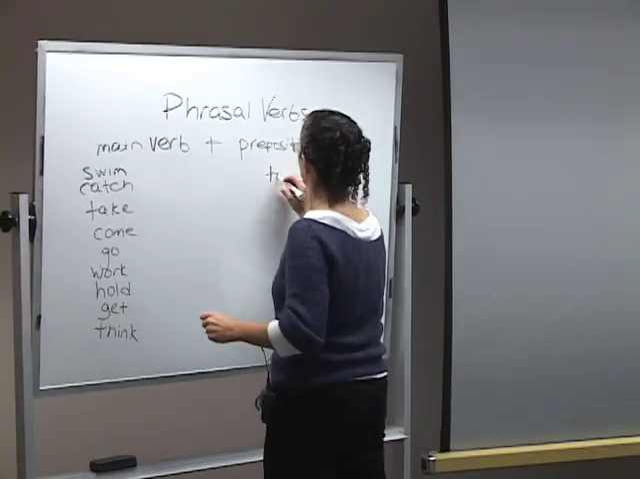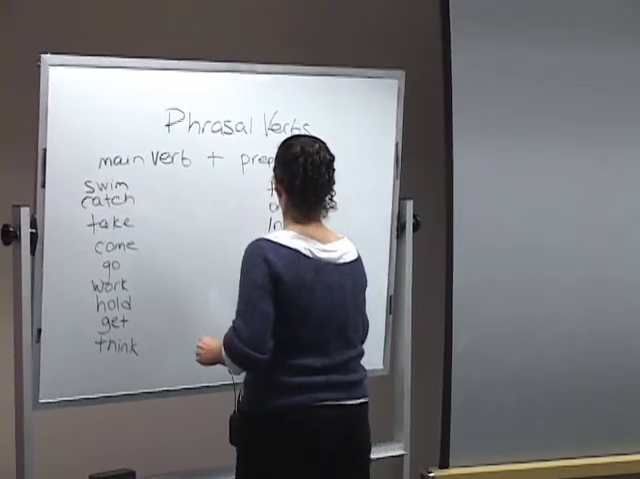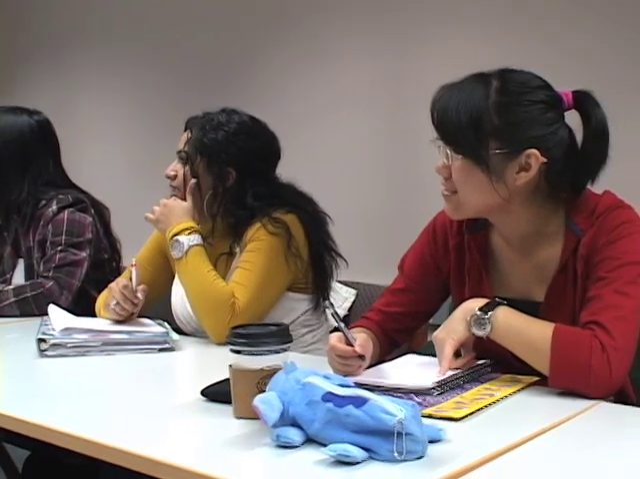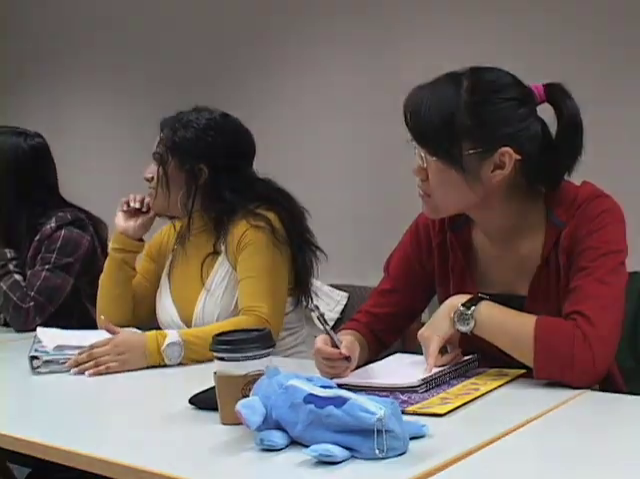To. On. Into. In. Good. Off. At. So then I give a description that it's a main verb plus a preposition combined together, or two prepositions, or sometimes even three. And then they combine together to create a unique new expression, and sometimes it's an idiomatic expression.